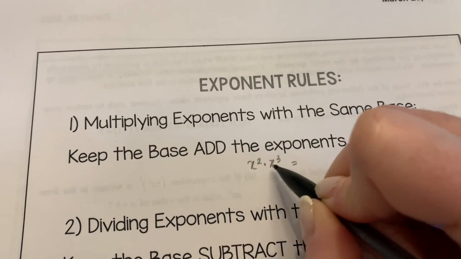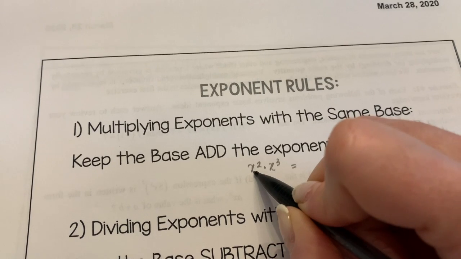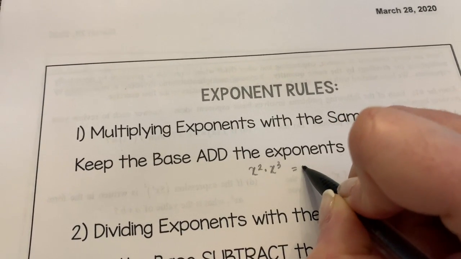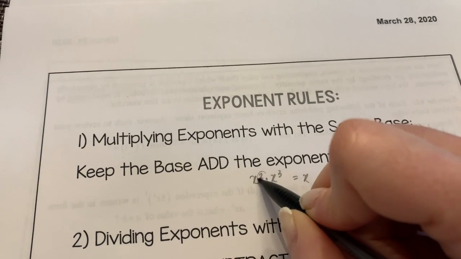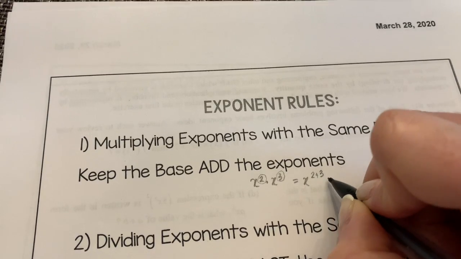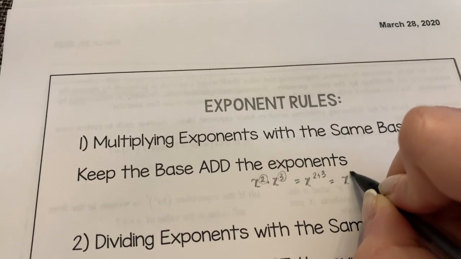If you're multiplying 2 exponents, they have the same base. Remember, the base is the number on the bottom. We keep the base, so the base is x, and then we add the exponents. So 2 plus 3. So that would give me x to the 5th power.